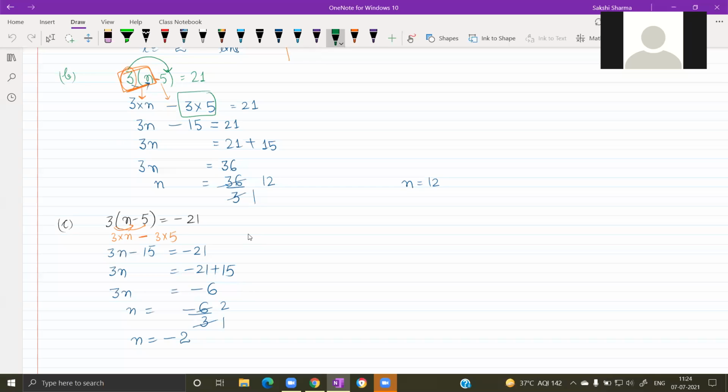Okay, ma'am. And when a number is multiplied with a variable, you can ignore the multiplication sign. 3n will be written simply. 3 times 5 is 15 and then you can solve your equation. Okay, ma'am.